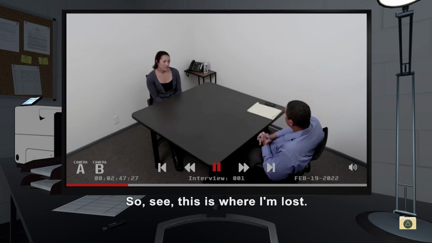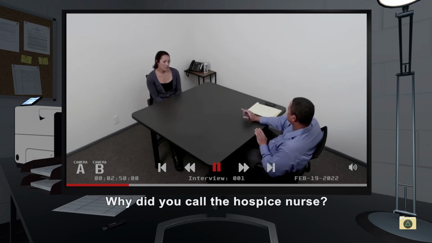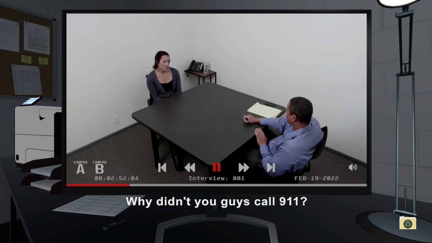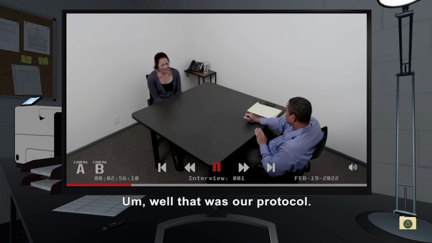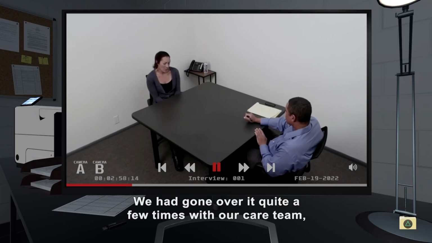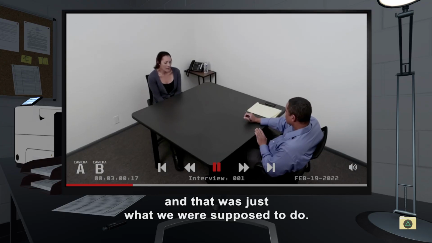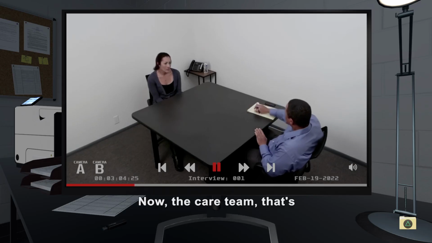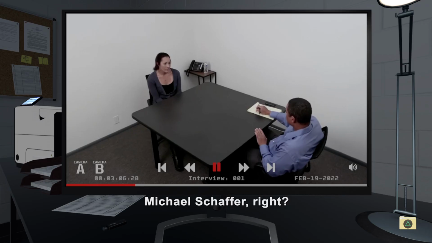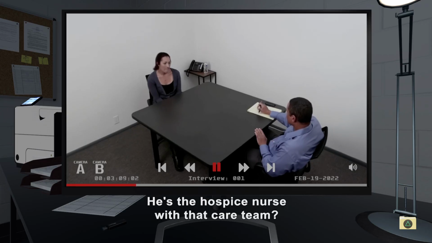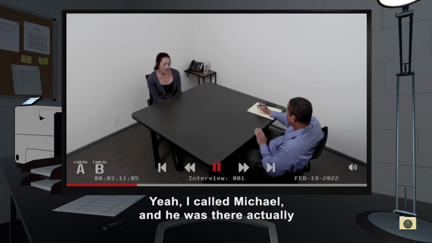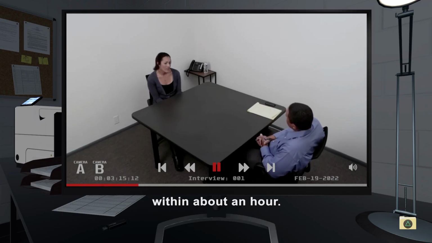So see, this is where I'm lost. I don't understand. Why did you call the hospice nurse? Why didn't you guys call 911? Well, that was our protocol. We'd gone over it quite a few times with our care team, and that was just what we were supposed to do. Inform the nurse. The care team, that's Michael Schaefer, right? He's the hospice nurse that's with that care team? Mm-hmm. Yeah, I called Michael, and he was there actually within about an hour.